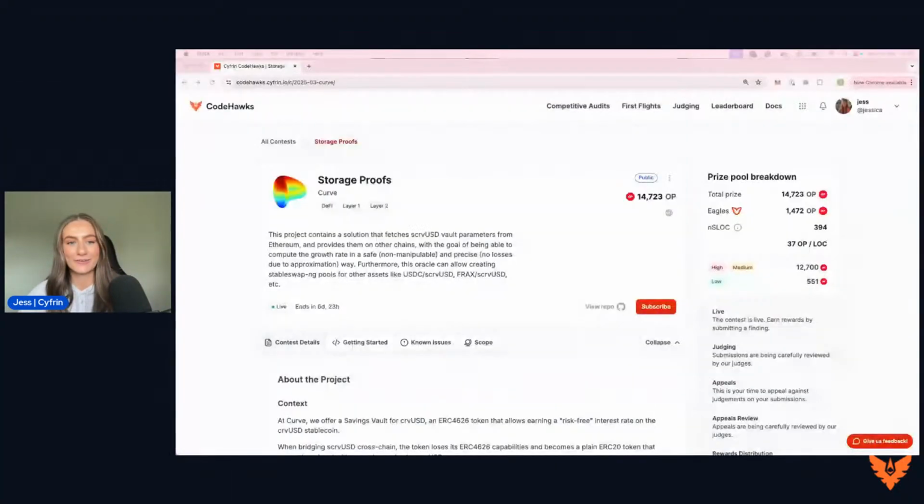Today we have the Curve contest going live on the CodeHawks platform, and in this stream we're going to have the developers go through the code base and give you a technical overview so you know what to expect when you head into this contest.